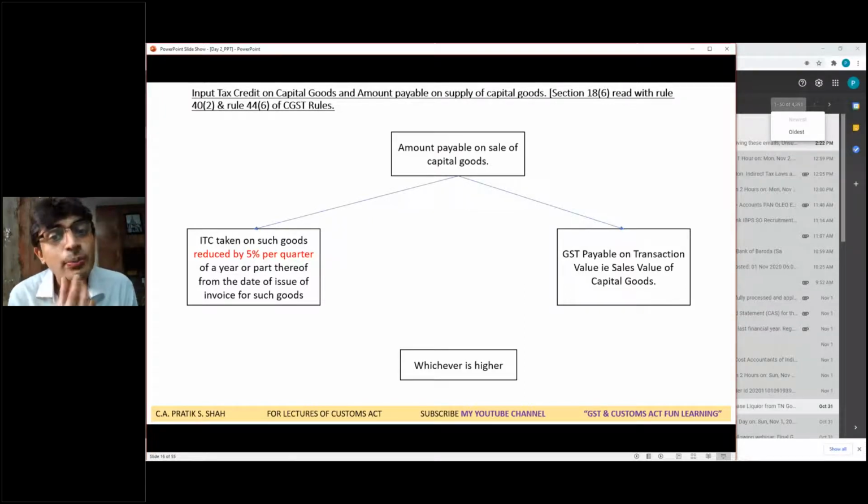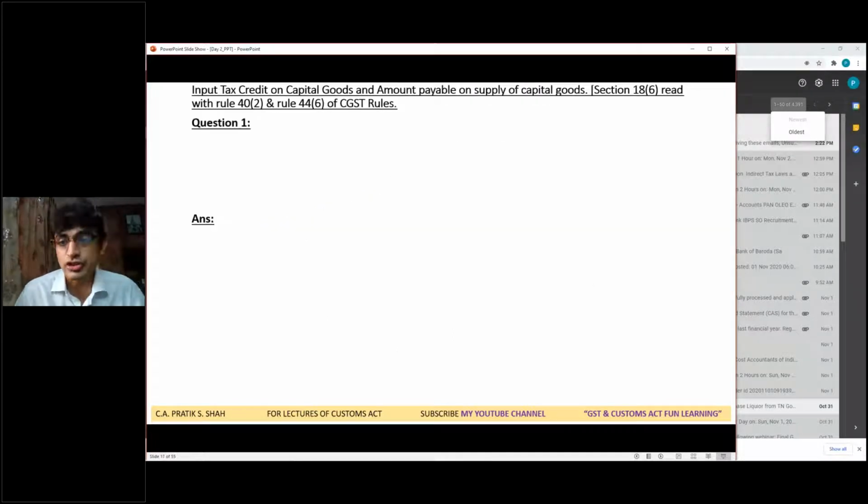What if I used it for part of a quarter? Means January, February, March, and suppose I sold in Feb. Should I count that quarter or not? The government says even if you have used it for 1 day of the quarter, it will be counted as the entire quarter used. It will be deemed that you have used the entire quarter. Clear?